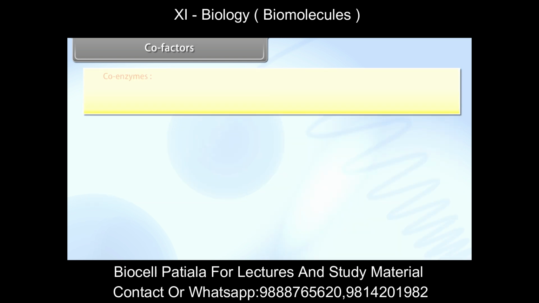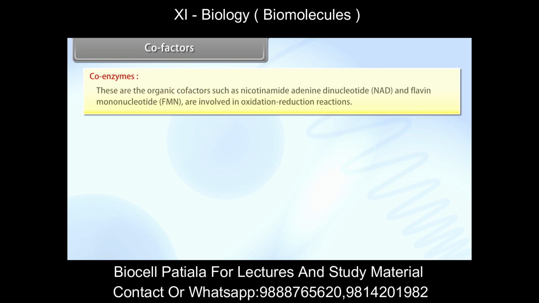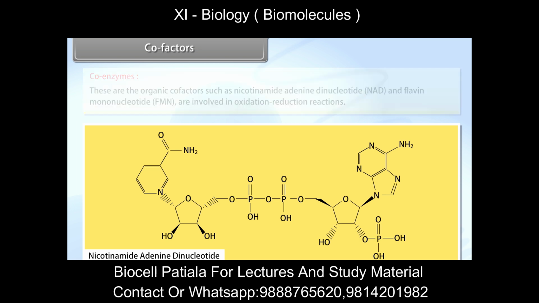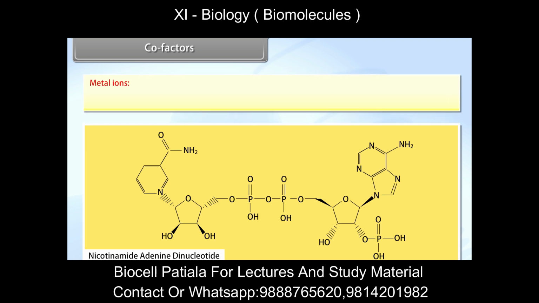Cofactors. Coenzymes. These are the organic cofactors such as nicotinamide adenine dinucleotide, that is NAD, and flavin mononucleotide, that is FMN, which are involved in oxidation reduction reactions. Metal ions. Metal ions participate in oxidation reduction reactions and stabilize charge complexes in enzymes.